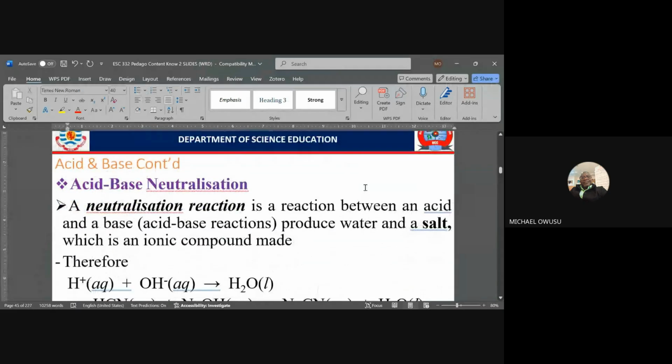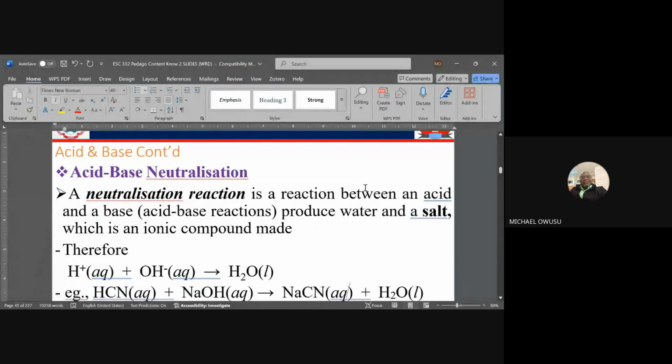Now let's look at the neutralization reaction, the acid-base neutralization reaction. Going back to your secondary school time, when we were looking at acids, bases, and salts, we made mention of the neutralization reaction.